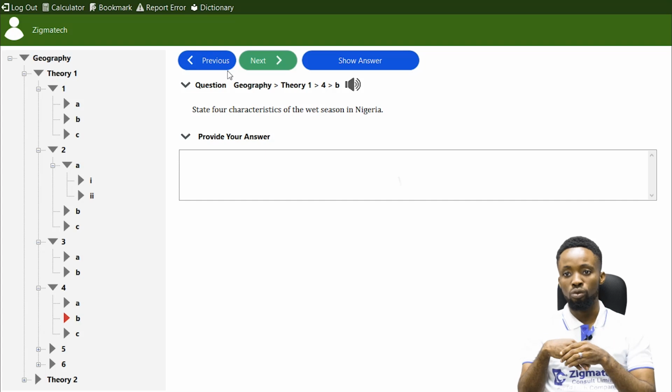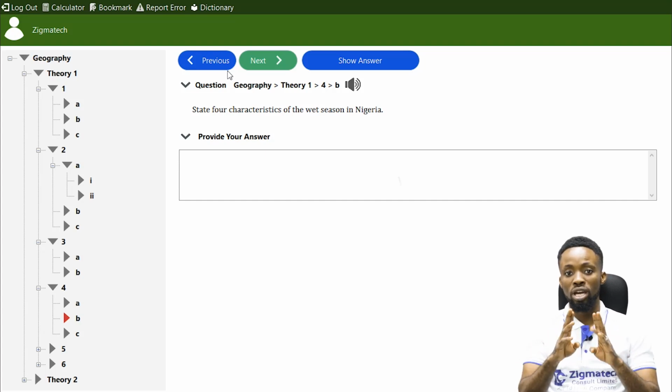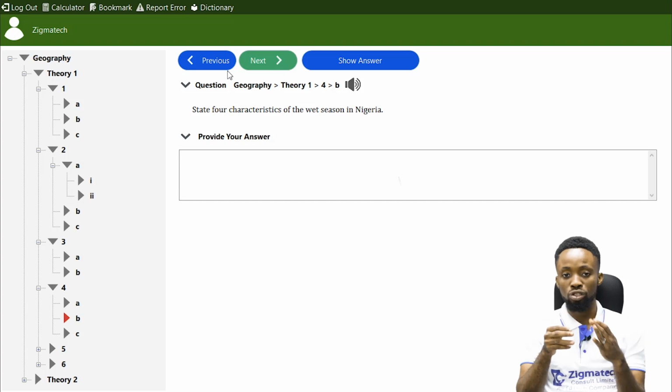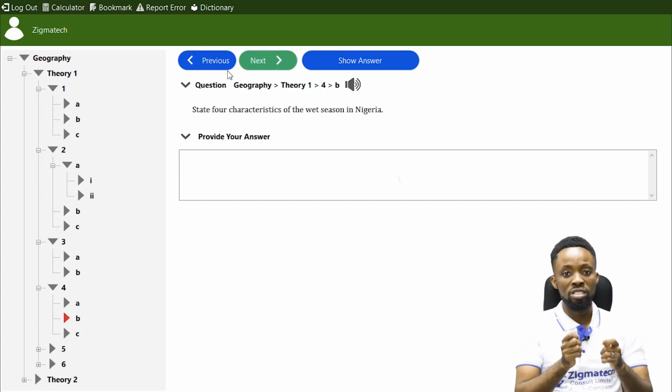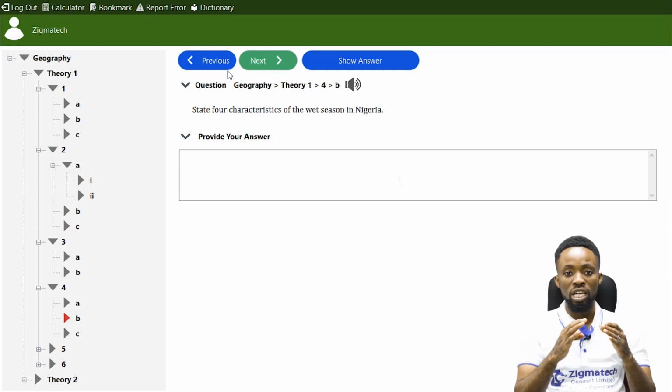And during the wet seasons in Nigeria, in the southern part of Nigeria, we have double maxima, which is usually in the month of July and in the month of September. And in some places in Nigeria, during that period of wet season, we experience a maximum just in the month of July. So with this, we've come to the end of this class.